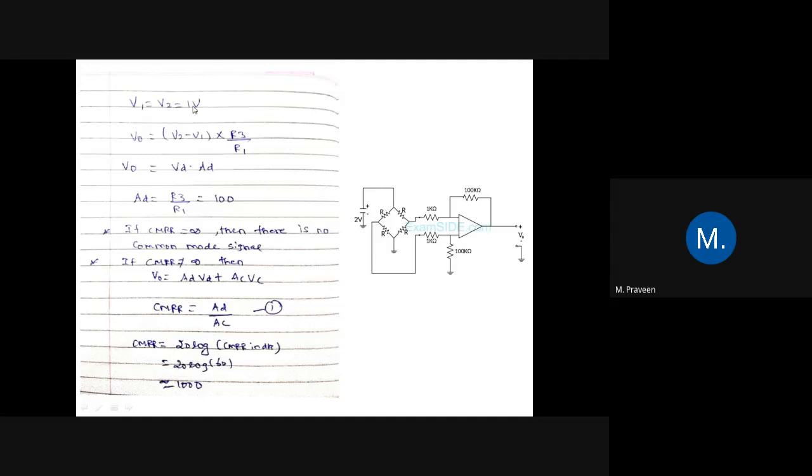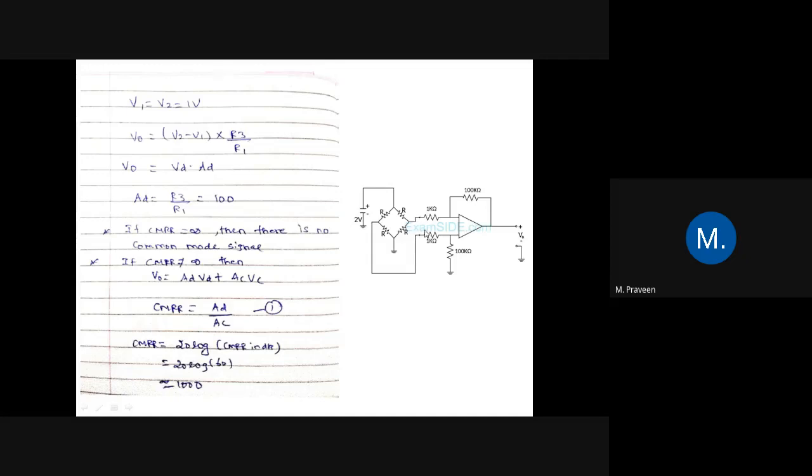Actually, I have not mentioned the steps here. Simply, I have written V1, V2 as 1 volt. How it is getting 1 volt is just by applying the voltage divider formula. R divided by R plus R, that is R divided by 2R into 2 volt. So 2 cancels, R cancels.